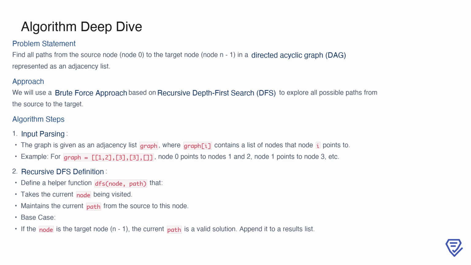The algorithm begins with input parsing, followed by defining a recursive DFS function. This function takes the current node and the path leading to it as parameters. The base case of the recursion checks if the target node is reached. If it is, the current path is added to the results list. This sets the foundation for systematically exploring all potential paths in the graph.